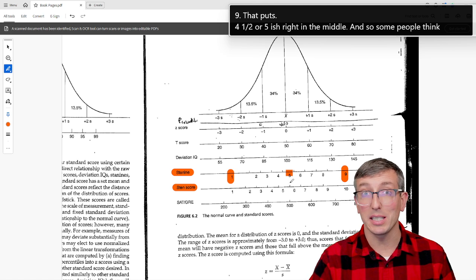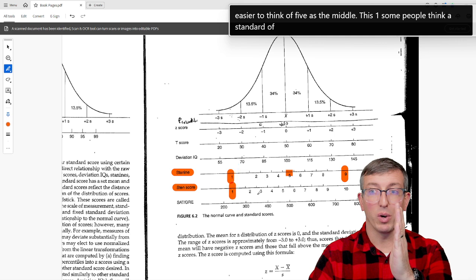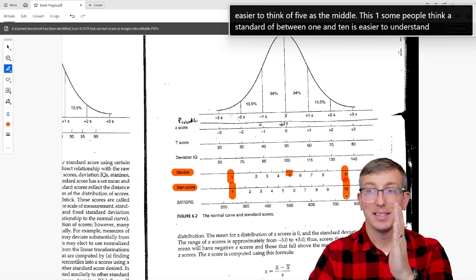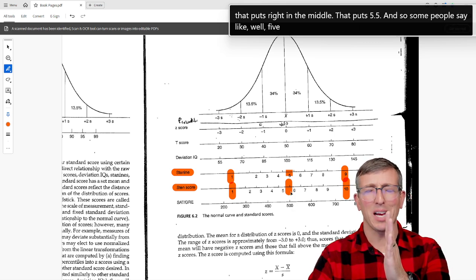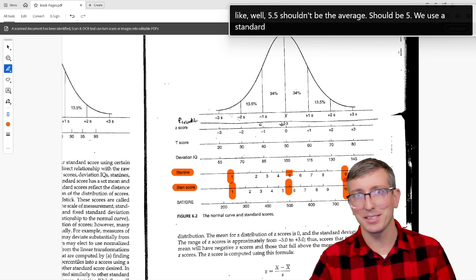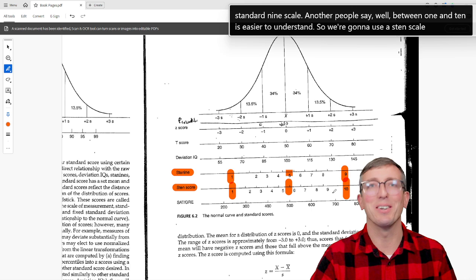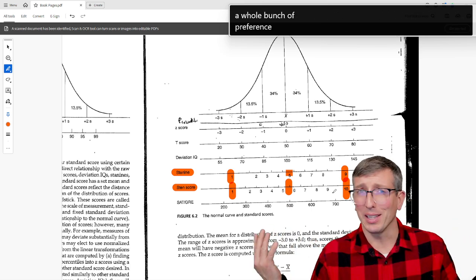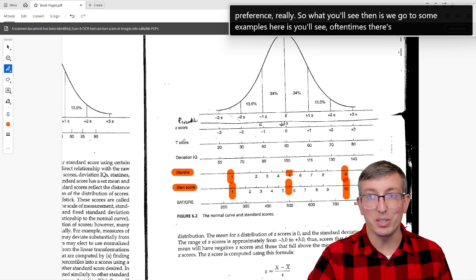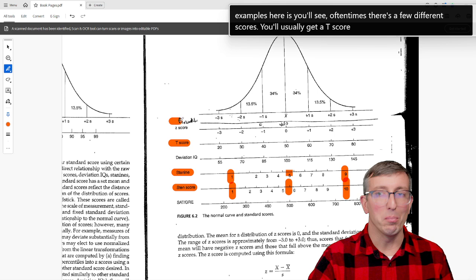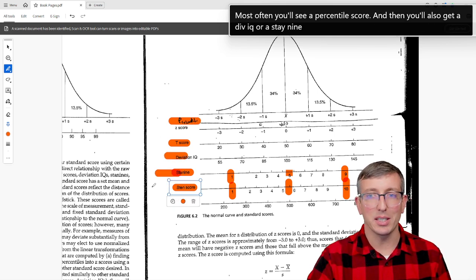And so some people think it's easier to think of 5 as the middle. With this one, some people think a standard of between 1 and 10 is easier to understand. But then that puts 5.5 right in the middle. And so some people say, well, 5.5 shouldn't be the average, it should be 5, so we use a Standard 9 scale. And other people say, well, between 1 and 10 is easier to understand, so we're going to use a STEN scale. It's a whole bunch of preference, really. So as we go to some examples, you'll see there are often a few different scores. You'll usually get a T-score. Most often you'll see a percentile score. And then you'll also get a DivIQ or a stanine or a STEN score or something like that.